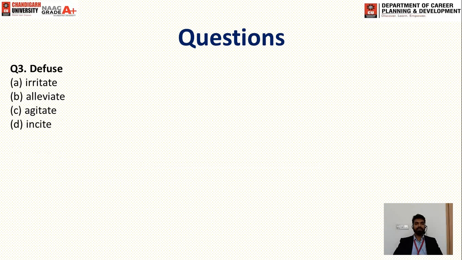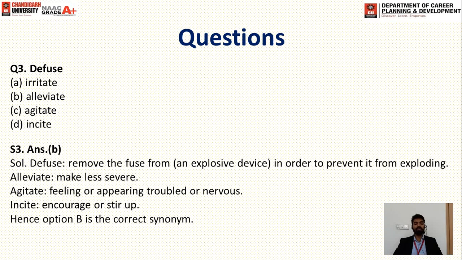Question number 3 is diffuse. We have 4 options: irritate, alleviate, agitate, and incite. Diffuse means, for example, in bombs you have a diffuse plug. When you pull out that plug, the bomb is diffused, that means it's no longer a live bomb. Similarly, alleviate means to lessen. Irritate means to poke someone. Incite means to poke someone enough so that he goes out and takes revenge. Agitate means feeling or appearing troubled or nervous. So the correct answer is option B, alleviate.